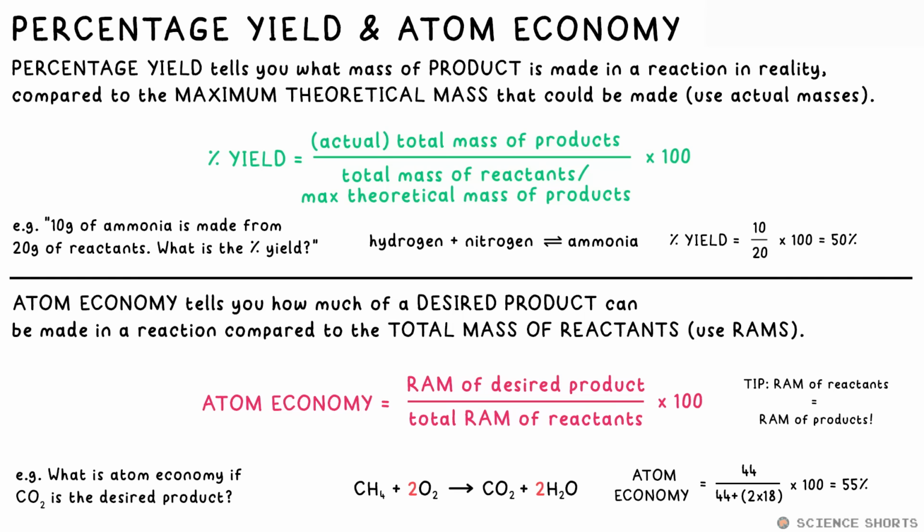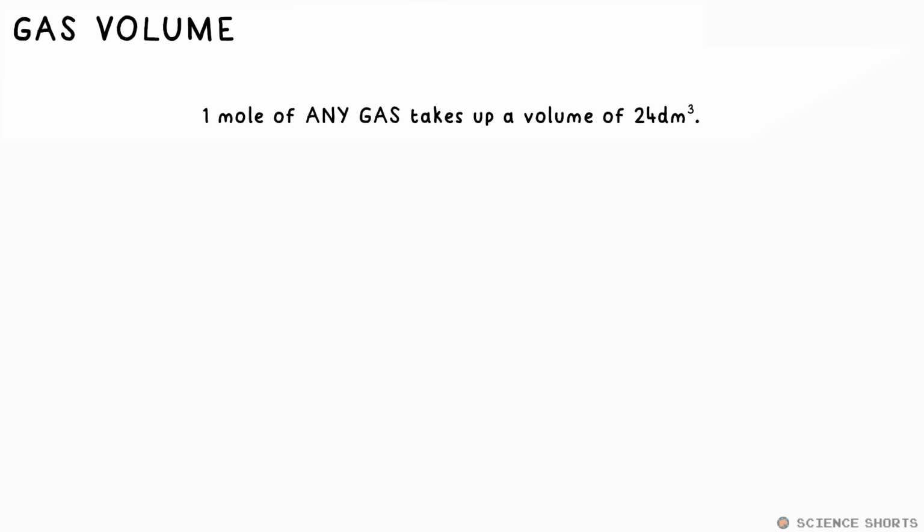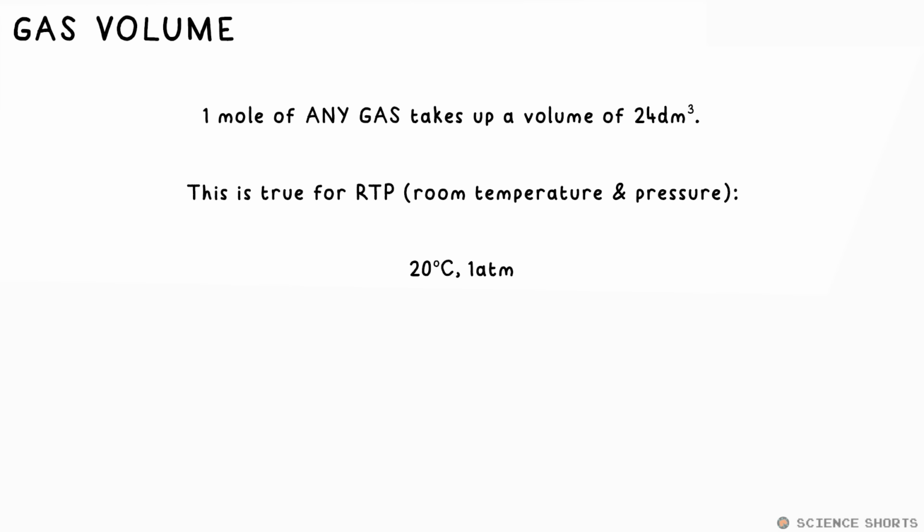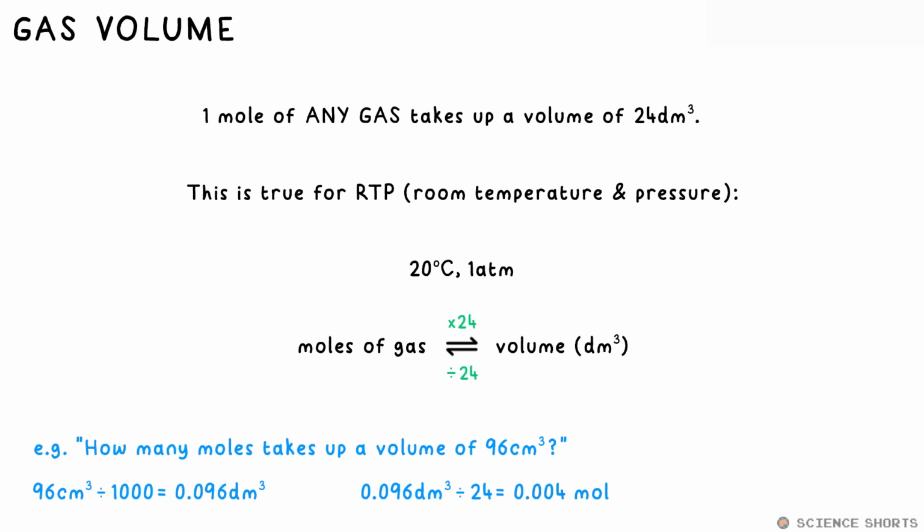1 mole of any gas takes up a volume of 24 decimeter cubed, regardless of its relative mass. This is true for RTP, room temperature and pressure. That's 20 degrees Celsius and a pressure of 1 atmosphere. You must be able to convert moles to volume and back by multiplying or dividing by 24.